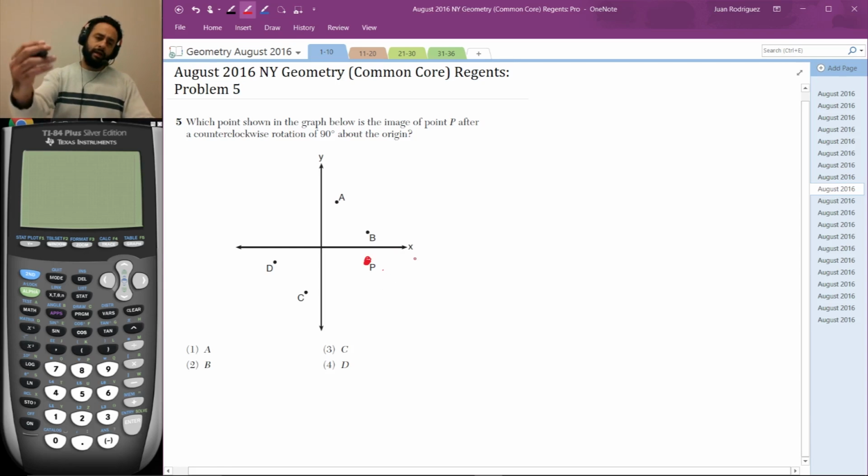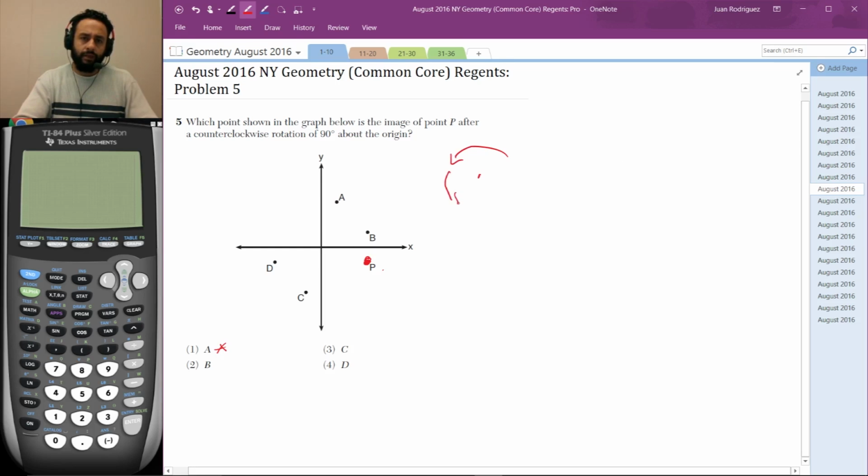So counterclockwise rotation about the origin. First, intuitively speaking, if I'm going to rotate 90 degrees counterclockwise, it seems like I'm going to end up somewhere close to A. That's just because counterclockwise means the opposite direction of the clock. The second hand goes this way. The minute hand goes this way. The hour hand goes this way. That's clockwise. Counterclockwise is the opposite direction.